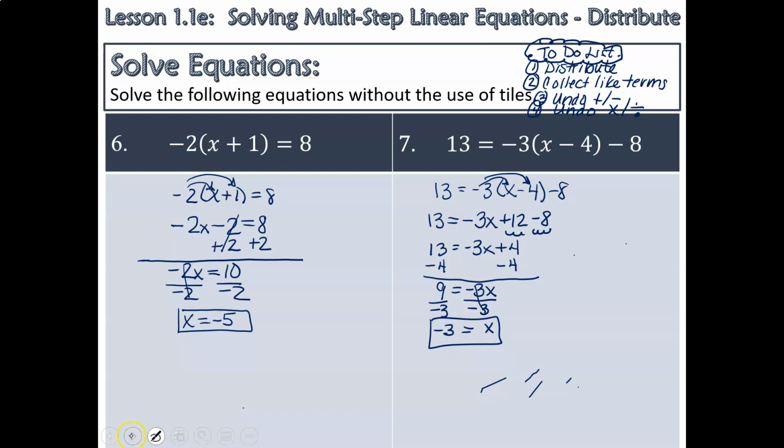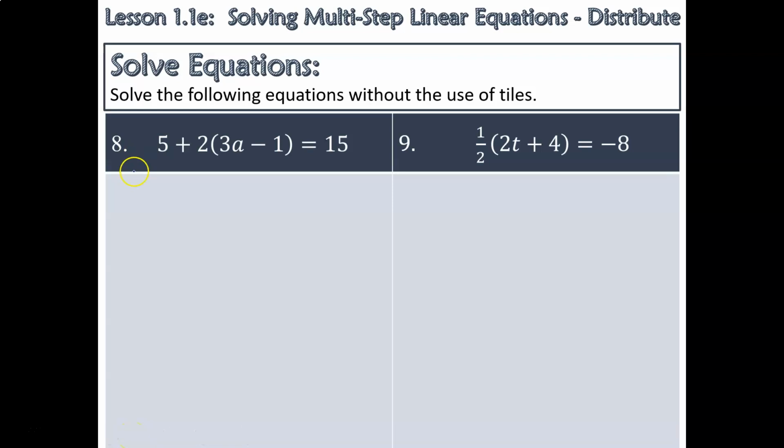All right, we're moving right along. Number 8. So I have 5 plus 2 times the quantity of 3a minus 1 equals 15. So again, we have to distribute first. I'm going to bring down the 5. 2 times 3a is 6a. 2 times negative 1 is negative 2. Bring down that 15. We're going to combine our constants. So 5 and negative 2 together is 3.